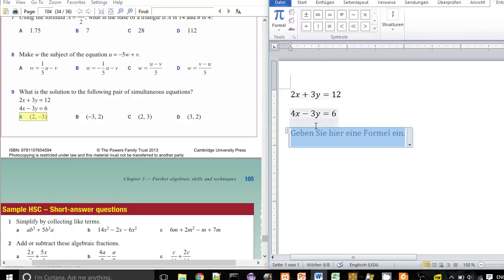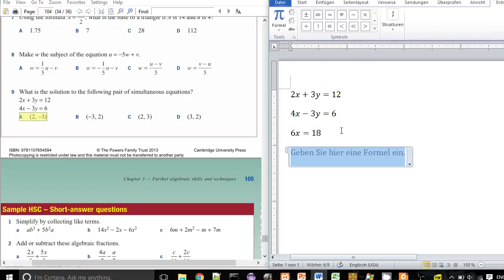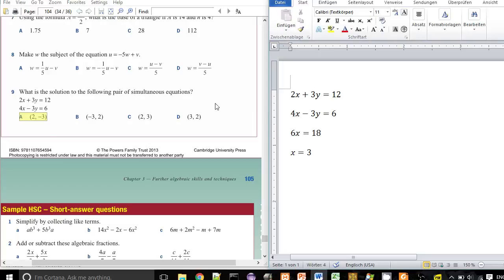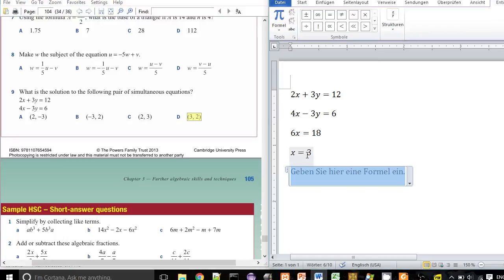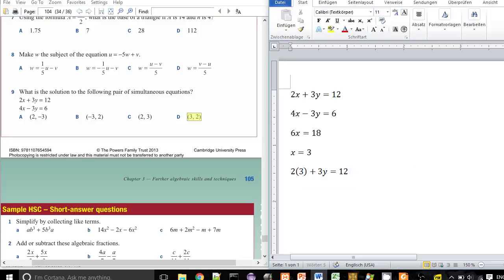Alright, so we're going to add the two equations. So 2x plus 4x is 6x. 12 plus 6 is 18. 6 times what is 18? 3. So already, I can tell this is the answer. It's the only one with x equals 3. But let's keep going. Let's do it properly. Now that we know x is 3, we can use either equation. Let's try the first one. So 2 times x, 2 times 3 plus. I'm just writing this equation again, exactly the same, but x is replaced by 3.